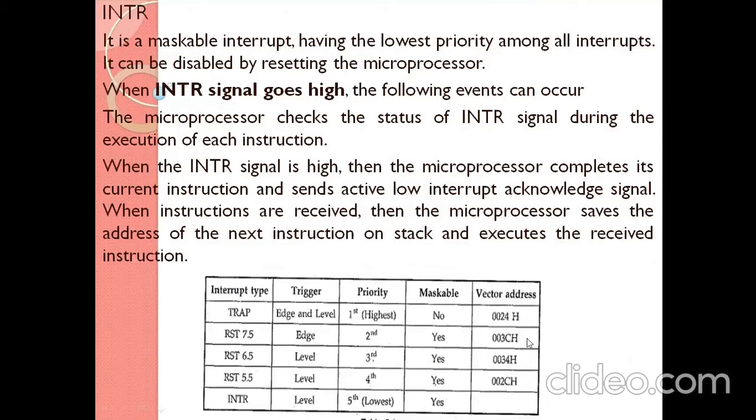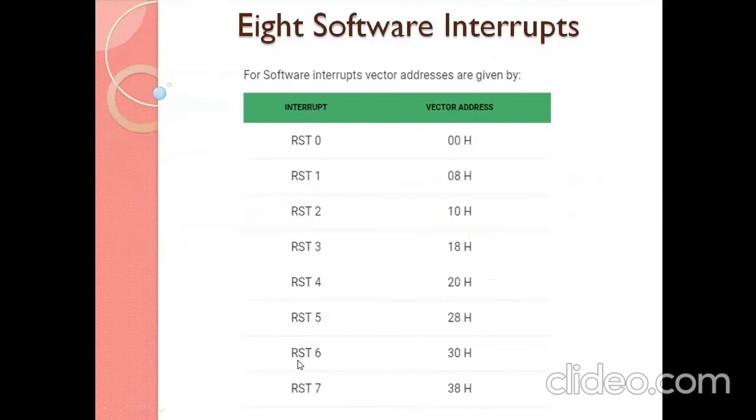What is a vector address? If any interrupt comes on the TRAP pin, the microprocessor knows the address of the interrupt program. But if an interrupt comes on the INTR pin, the microprocessor does not know the interrupt program address. So the interrupt program address will be given by the external device. Thus, this is called triggering: edge triggering and level triggering.